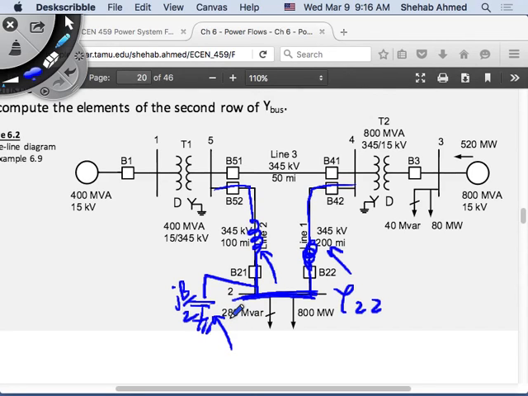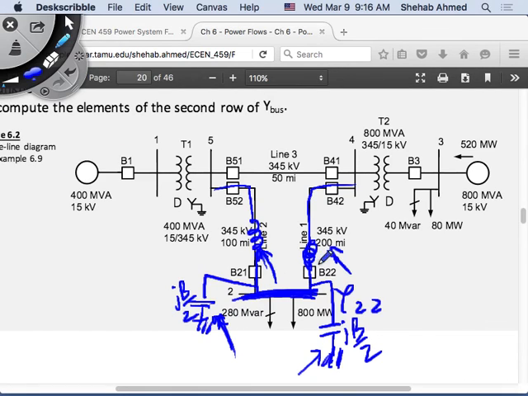There is jB over 2 here for this line as well. Good point. Half a point, that's fine. Do you consider those as parallel, or how do you add them? No, you just add. You add all admittances connected to that bus. So Y22 will be this admittance plus this admittance plus this admittance plus this admittance. So there will be 4 admittances for Y22.